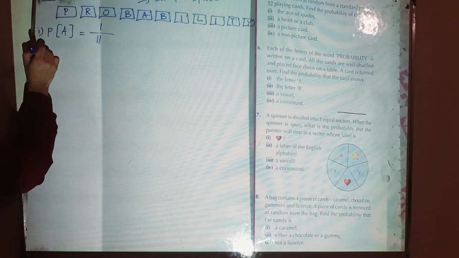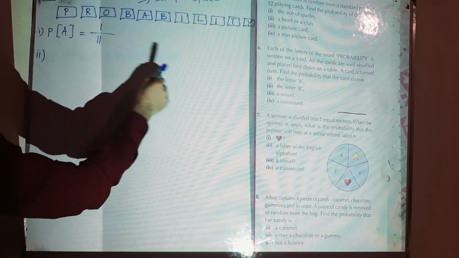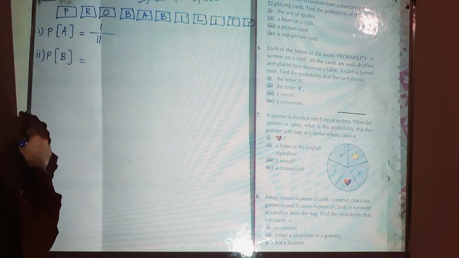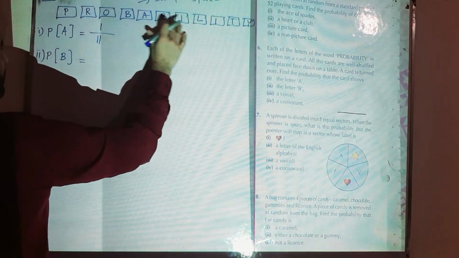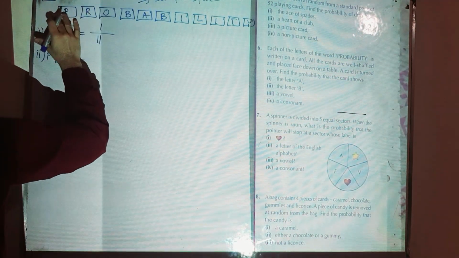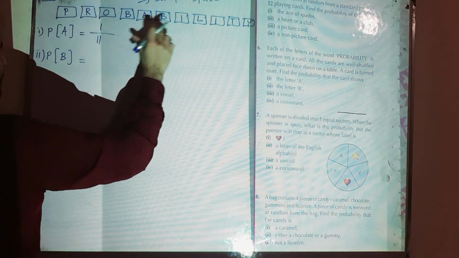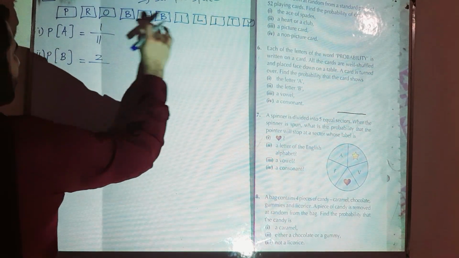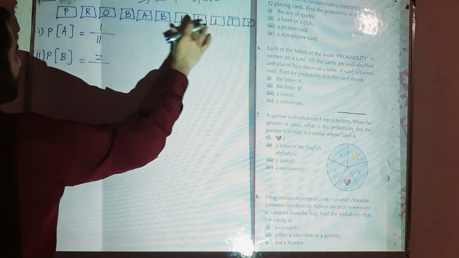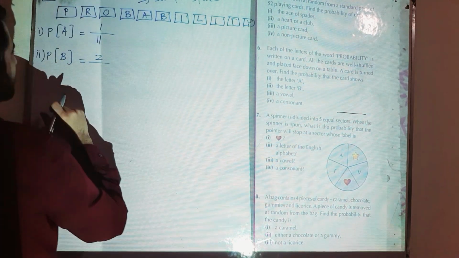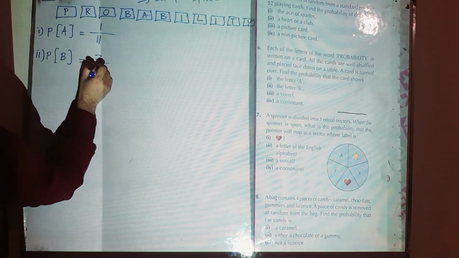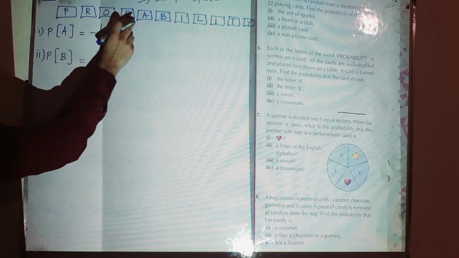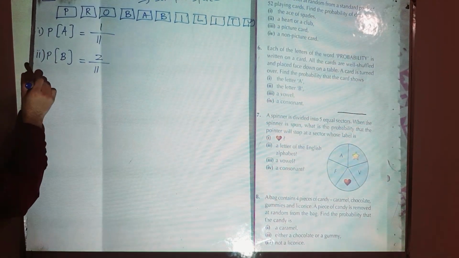So part number 2, question number 6, the letter B. We have to find the probability of having the letter B. Now if you observe the word probability in these cards, we are looking for B. B is 1, B is 2. So we have 2 B's in my sample space, and the total number of outcomes includes all these cards, so I need to divide by 11 because these cards are 11 in number. So this is my favorable outcome, 2 over the total number of outcomes.